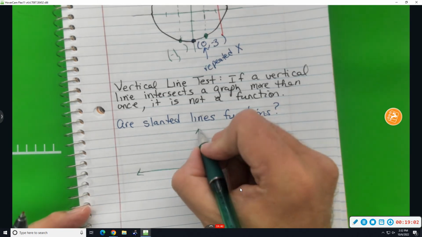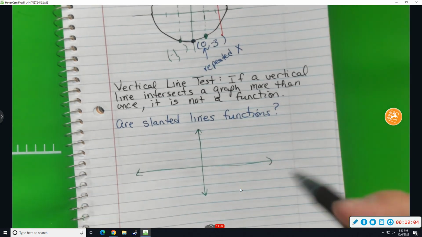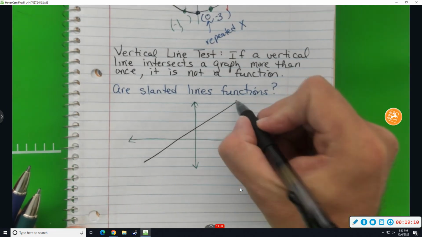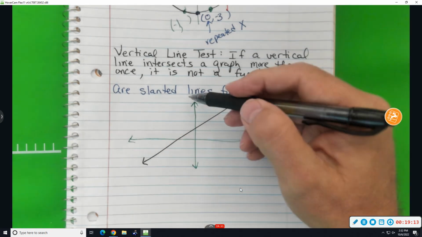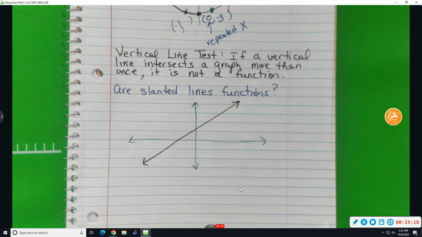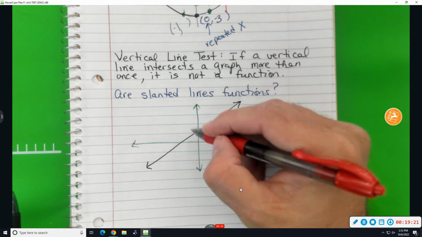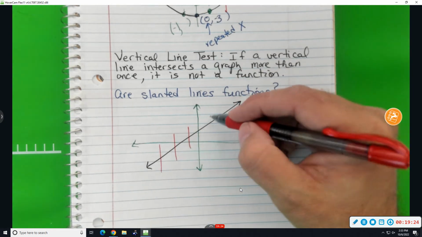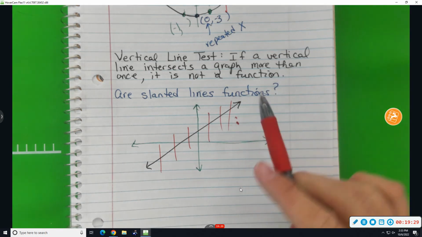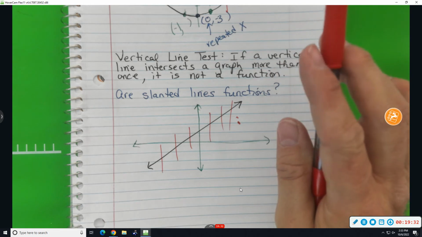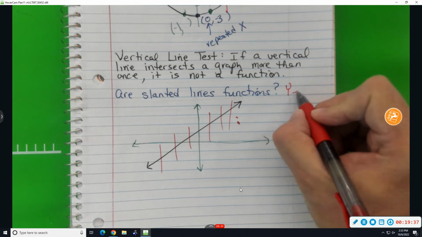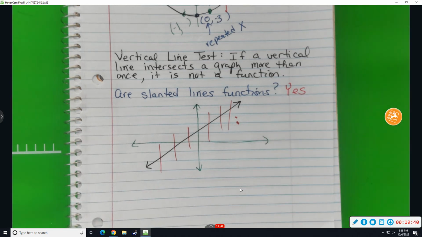Okay, I'm just drawing the x-axis, y-axis, and I'm going to draw a slanted line. Notice the vertical line only intersects it once. If you started drawing vertical lines, you could draw as many vertical lines as you want, and it will always intersect only once. If it intersects more than once, not a function. But for slanted lines, yes, they are functions. Okay.